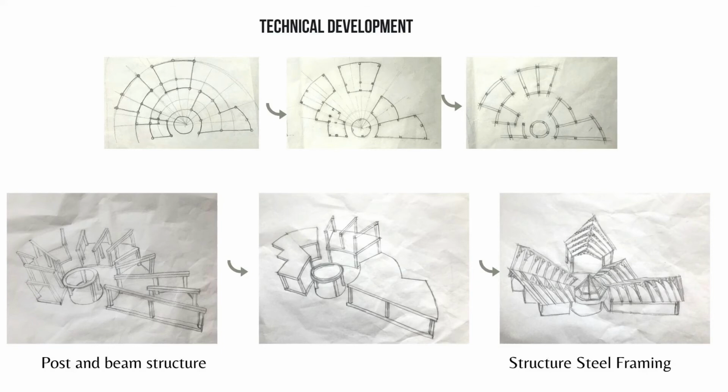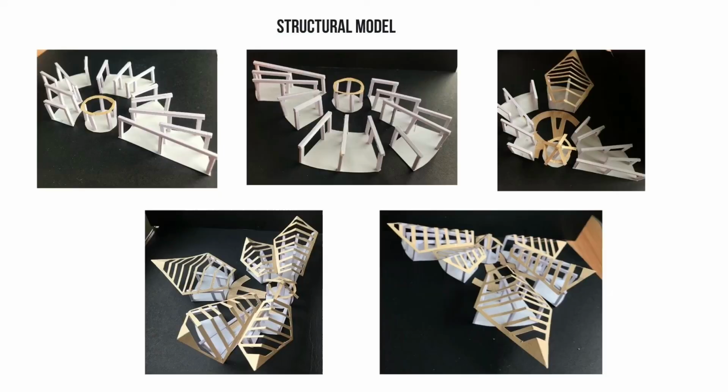For the technical development, first of all, I used the circular grid and I decided the column location. I would like to use post and beam structure for the building and structural steel framing for the pitch roof. Last but not least, here is the structural model of the building.